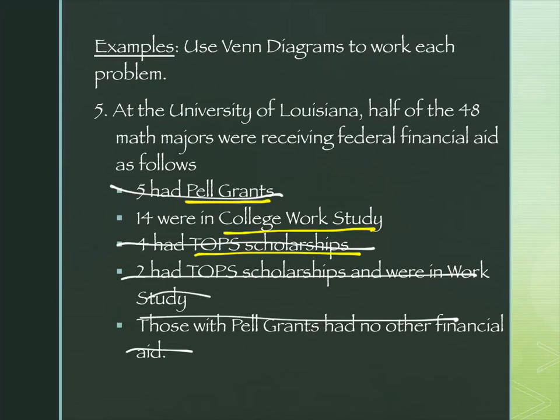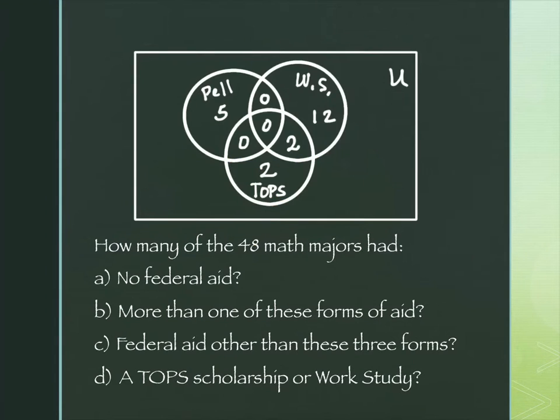The last piece of information, in order to get what's on the outside, comes from the fact that it says half of the 48 majors are receiving federal financial aid. So this universal set U is the federal financial aid. Half of the 48 would be 24. So there's 24 people that are represented in this diagram, and if you count up what's here so far, we already have 21, leaving you with 3 on the outside.